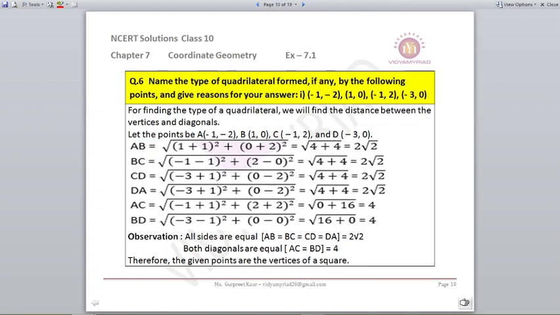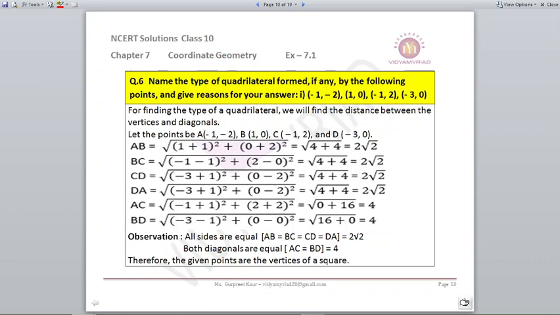Name the type of quadrilateral formed, if any, by the following points and give reasons for your answer. So points are given to us. For finding out what type of quadrilateral it is, we need to find out all the sides as well as the diagonals. Then only we can get our final answer.